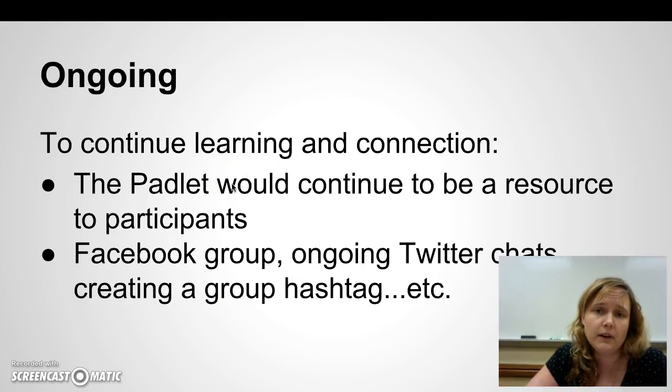The other part of this instructional unit would be some ongoing things. The Padlet would continue afterwards to be a resource for participants, and then any emerging ideas that might come for participants and ways to continue learning and continue connecting after the series was over, including maybe creating a Facebook group or creating a group hashtag so they can find each other's resources later on.